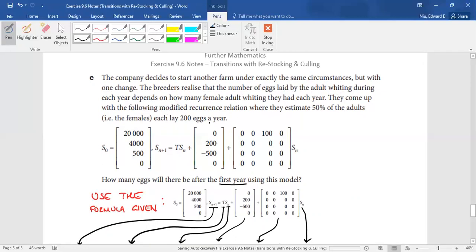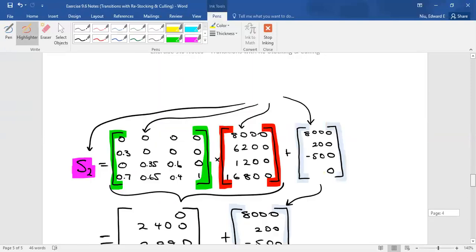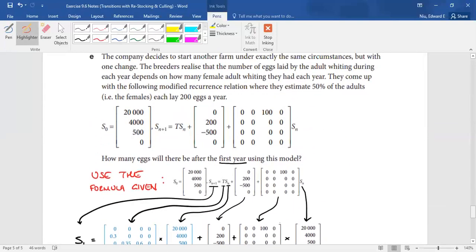So what does this all mean? Well, this business, they still started with the same amount, I'm pretty sure. Let's just double check. 20,000 eggs. Did they start with 20,000 eggs? Yeah. So their stock start is still the same. So this S0 is still the original. Okay, so this is still the same starting point as above. But what's different now is they want more females.